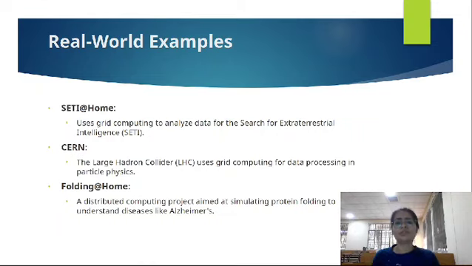Folding@home is a distributed computing project aimed at simulating protein folding to understand diseases like Alzheimer's. To understand diseases like Alzheimer's, we need to analyze the protein structure. We know the protein structure is a complex problem. To solve that complex problem, we have different solutions. The first solution is to use a supercomputer that is extra large and efficient but more costly. To avoid that, and to solve the problem with existing resources, we use different machines and make them collaborate to solve that problem.